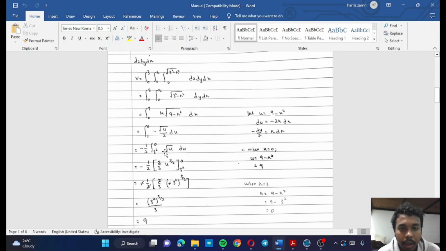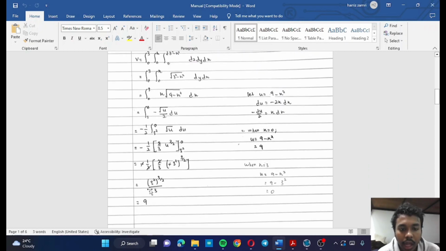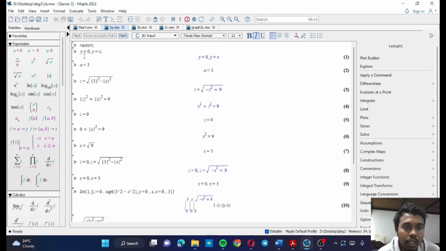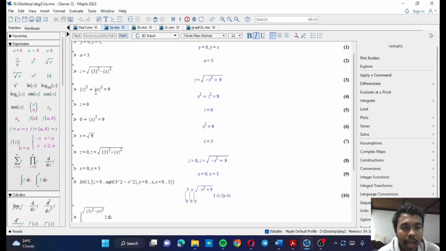So this is my calculation, and for the final answer I get 9. So I will show you a simulation. Right, so for the simulation, I type the lower limit and upper limit for y, and my number matrix, the final number is 3, so a equals 3, and this is for the upper limit z, and then I need to find the upper limit x.